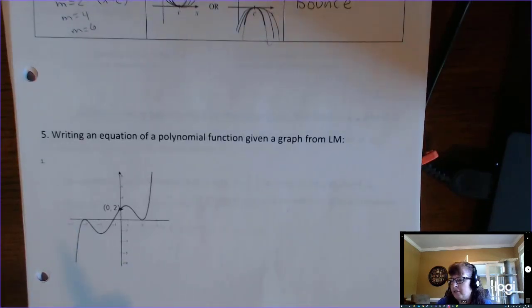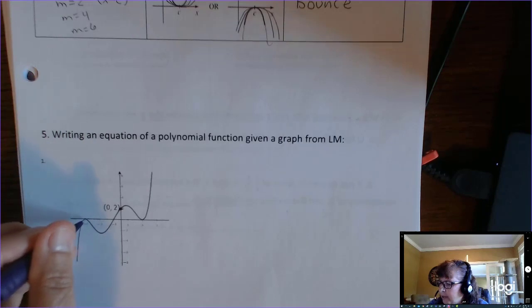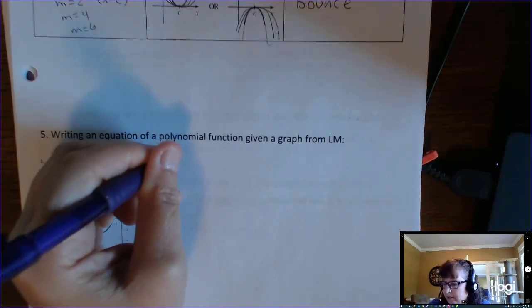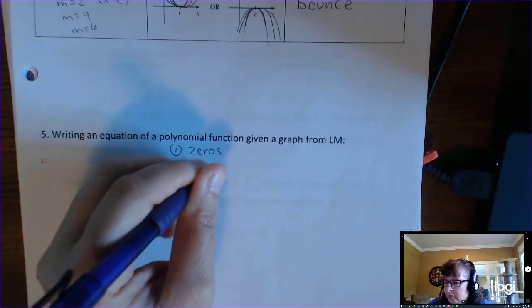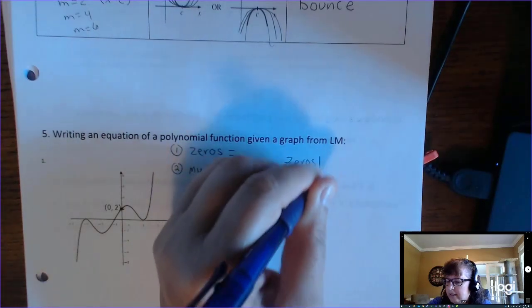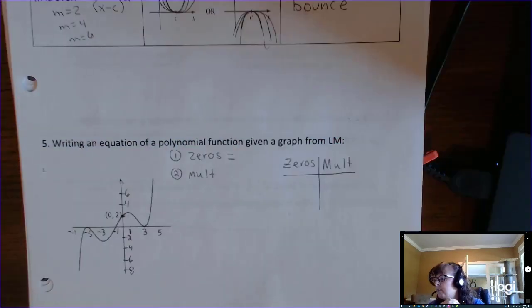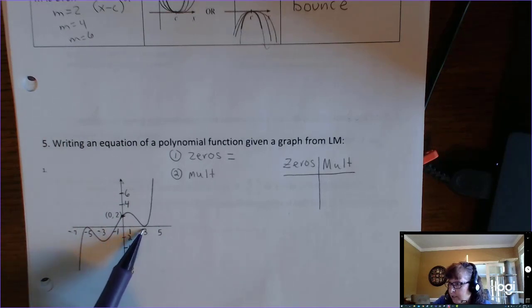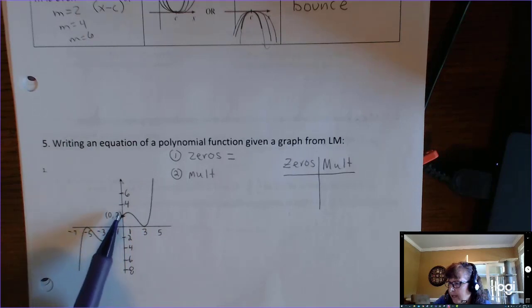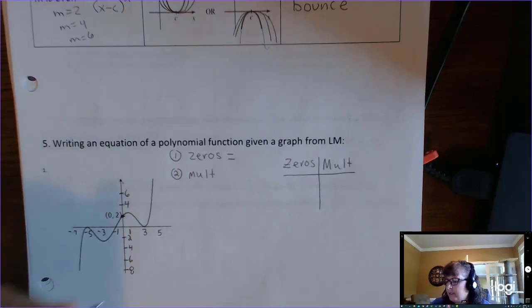Okay, so here is our first example, and what we have to do is figure out the zeros first. Then we have to figure out the multiplicities of those zeros. Table, so you can kind of keep it organized. This graph is a little bit oddly numbered. You always have to make sure you pay attention to how it's being numbered. So I'm going to say this is 1, 3, 5, -1, -3, -5, -7, and then up on the y-axis we're counting by 2s, 2, 4, 6, and -2, -4, -6, -8.